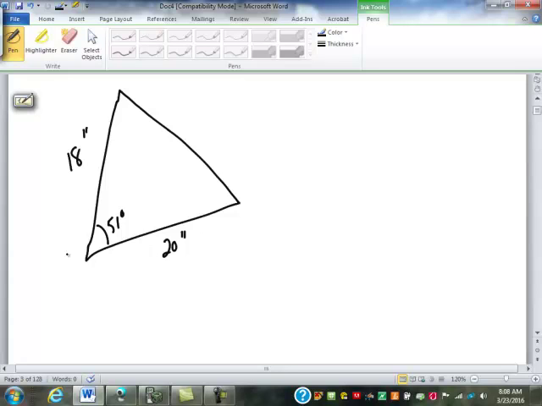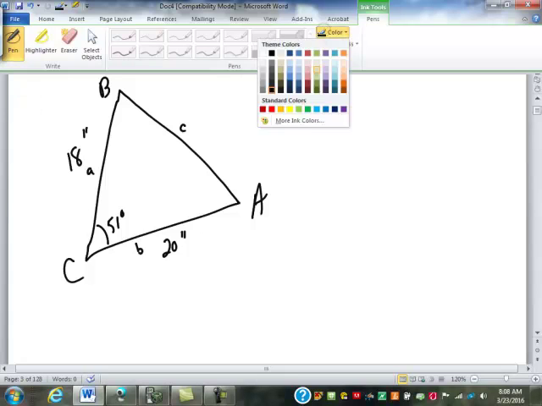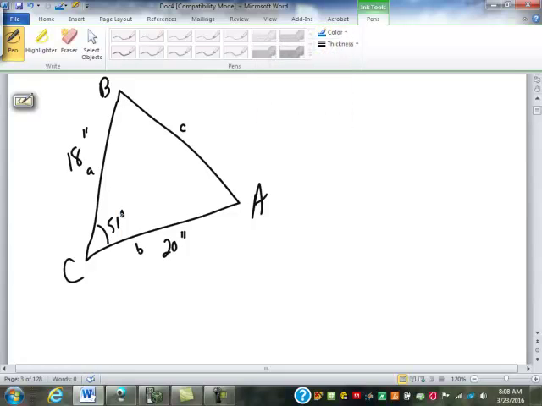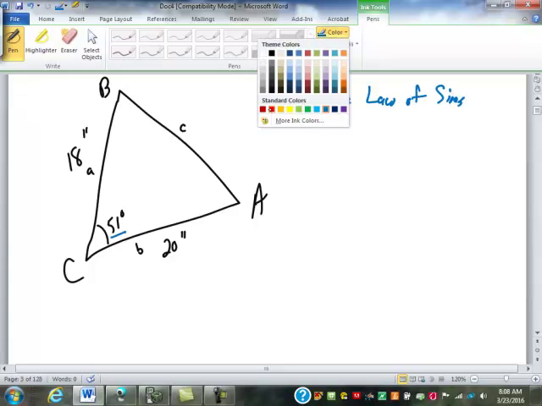So I'm going to label this A, B, C, little a, little b, little c. Can I use law of sines here? What do we always have to look for? An angle and its opposite side. Do I have an angle and its opposite? Well, I only have one angle, the 51. Do I have its opposite side? No, I do not. I don't have that pair. Cannot use law of sines. And that is where the law of cosines comes to our rescue.